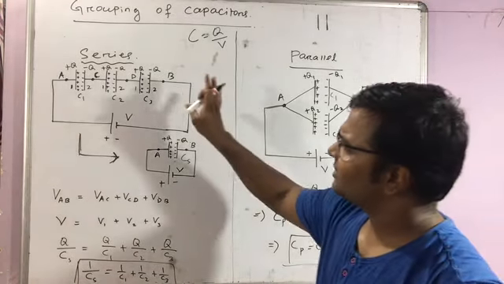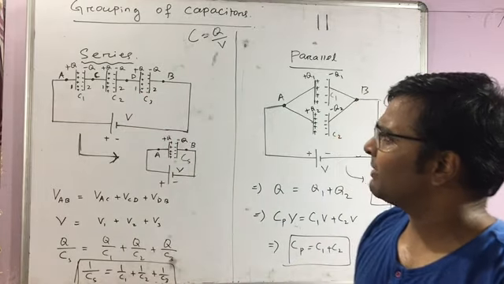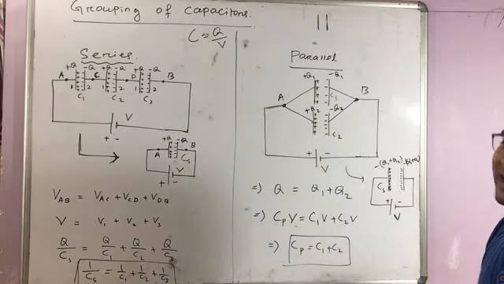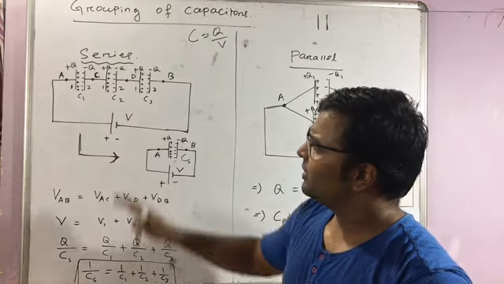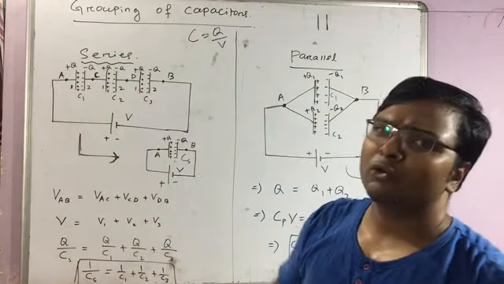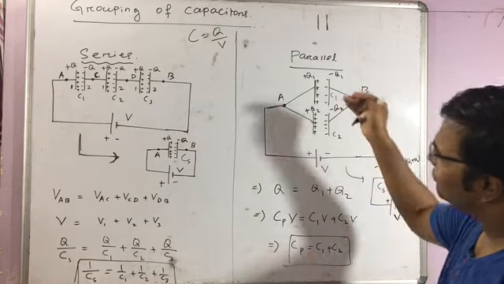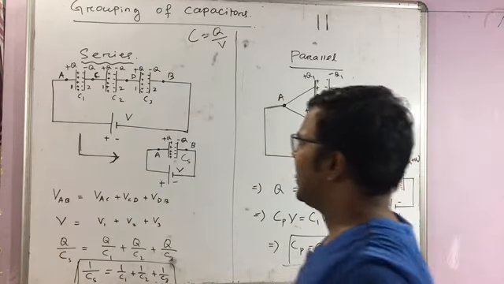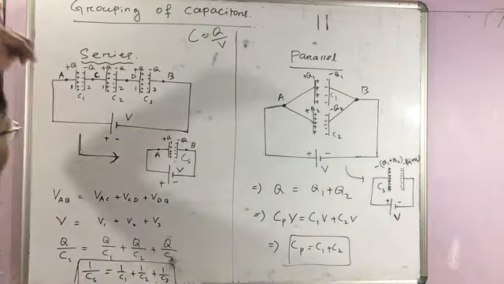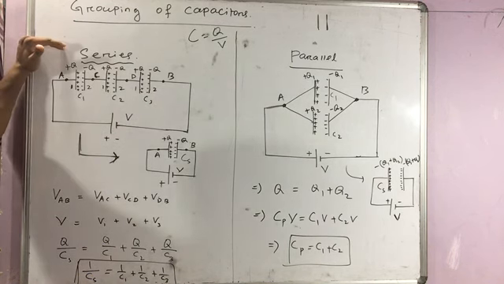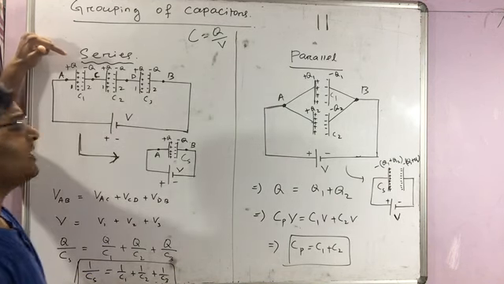See, I took three different capacitors. C1, C2, C3 are their capacitances. This type of connection is called a series connection. Let me explain why it is called a series connection and why the other kind of connection is called a parallel connection. Actually, what is a series connection? It's a back-to-back or cascaded style connection.